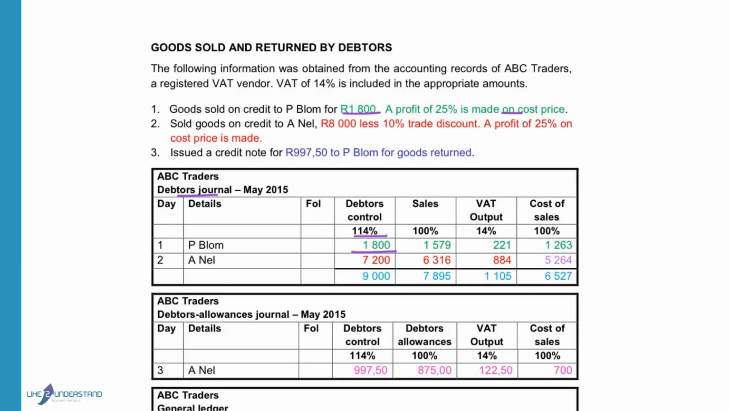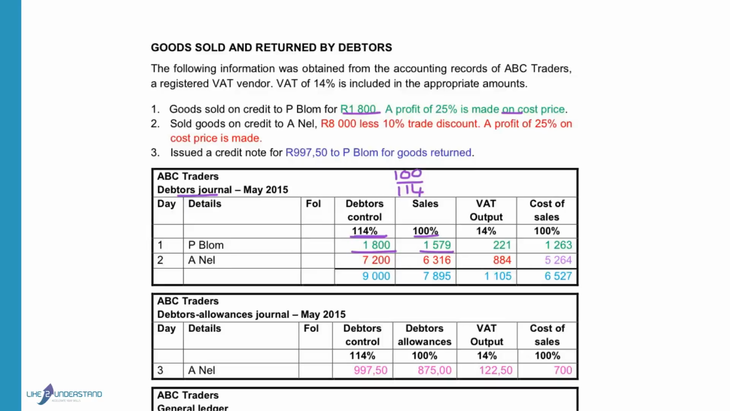If we want to calculate what is the sales price, we want to know what is 100%. So the one that we want, 100, divided by the percentage that we know, 114, times 1,800 will give us 1,579. So the income for the business that will increase profits is the sales price excluding VAT.